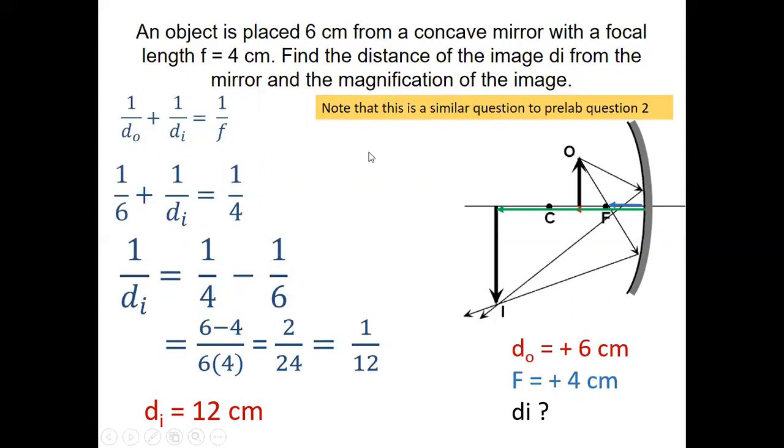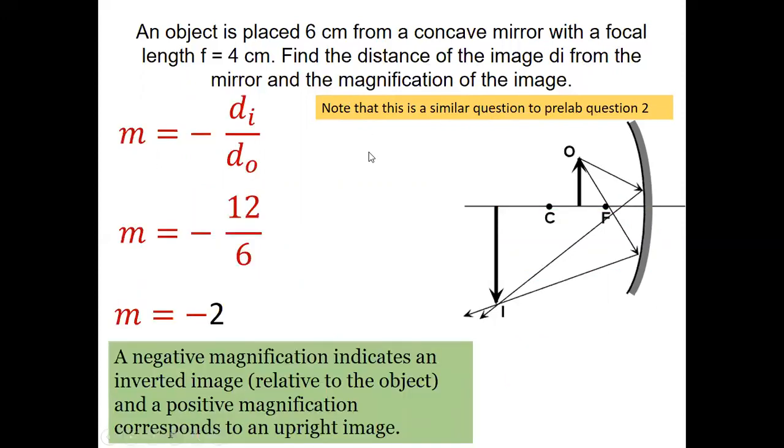So we need to use the other equation that's given, the magnification equation, which is minus di over d naught. We found that di is positive 12 centimeters, and d naught is 6 centimeters. So 12 divided by 6 is 2, and the minus sign stays the same. So the magnification is minus 2.